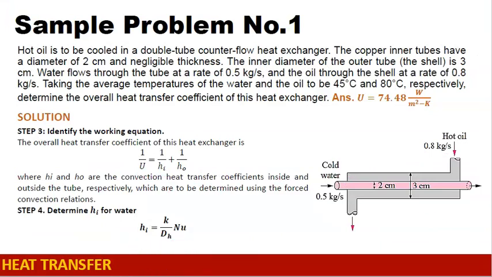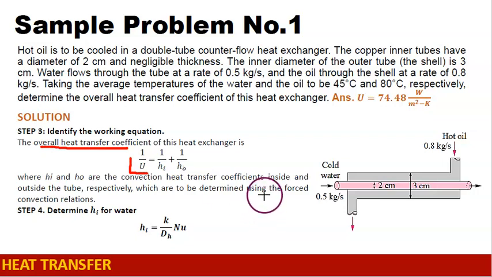So the third step is to identify the working equation. It is important for us to know the working equation so that it will be easy for us to get the unknowns. For this problem, since we will look for the overall heat transfer coefficient, we can use this formula for U: 1 over U equals 1 over HI plus 1 over HO. HI and HO are the convection heat transfer coefficients inside and outside the tube, respectively.